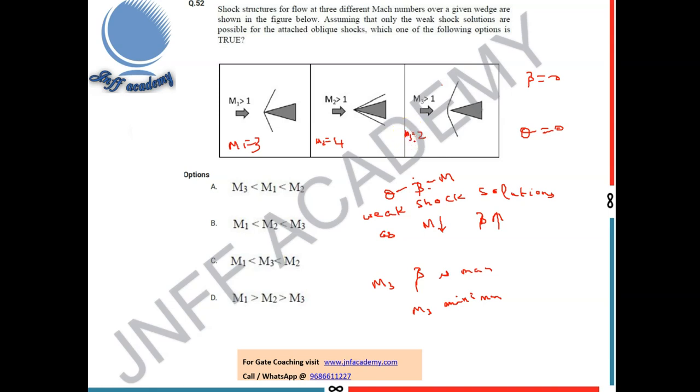So M3 is the least, M1 the next least, then M2. So option A is the right answer. This is coming from the theta beta Mach number relation, but that is only applicable for weak shock. If it is a strong shock solution, it is just the opposite, which is not asked in the question. This relationship does not hold for the strong shock, just for your information.